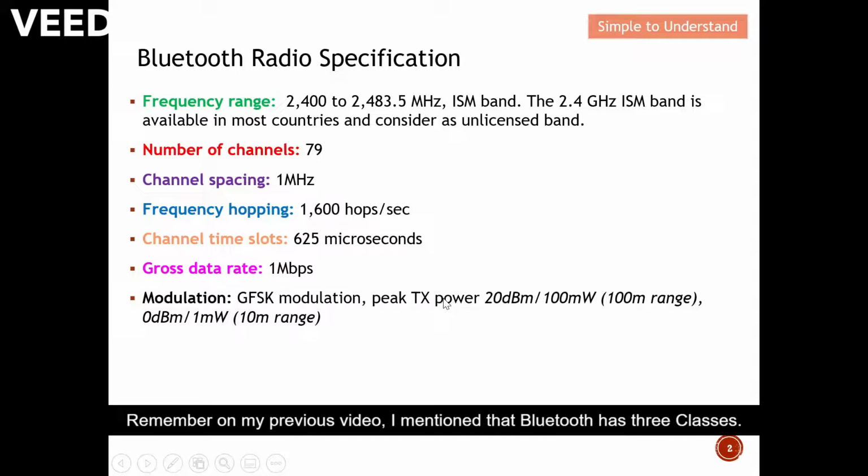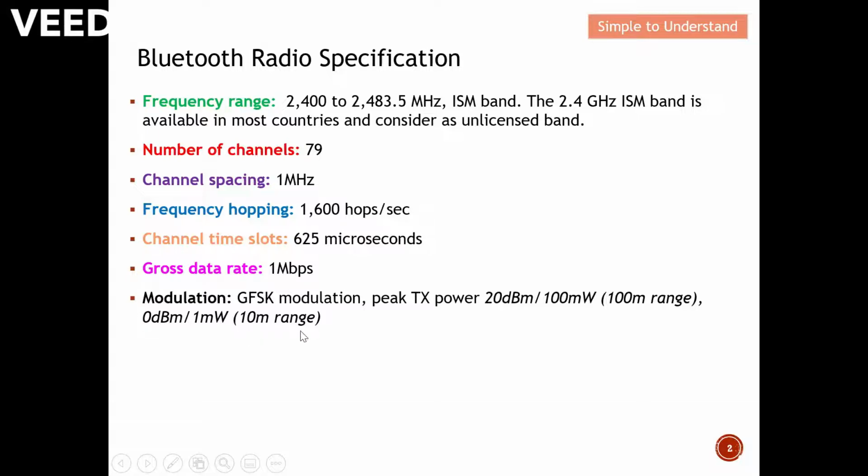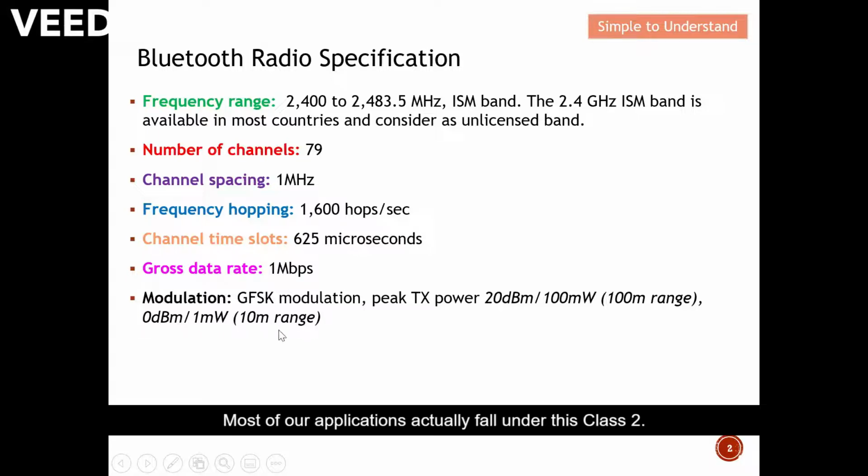Remember in my previous video, I mentioned that Bluetooth has 3 classes. Class 3 actually has the shortest range, which is 1 meter, and emits the least power. Class 1 has the longest range, which is 100 meters, and the power they emit is 100 milliwatts, which is 20 dBm. Class 2 is the most popular Bluetooth class. Most of our applications fall under this class 2. For class 2, the effective range is around 10 meters, and the emit power is 1 milliwatt, which is 0 dBm.